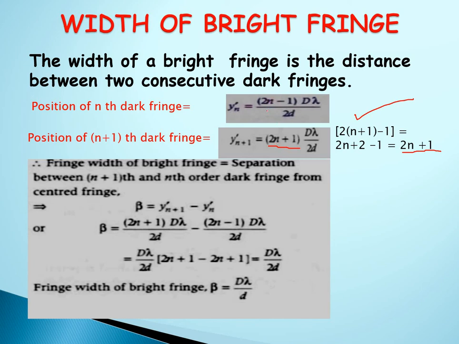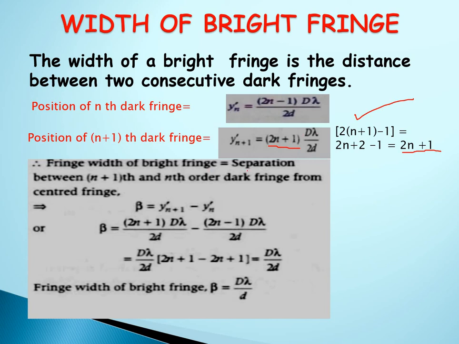Some children have a feeling that here we have used one equation, here we have used another equation. No, it's the same equation. After calculation we are getting it as 2n plus 1. So the position of the nth dark fringe is (2n minus 1) lambda D by 2d. The position of the (n plus 1)th dark fringe is (2n plus 1) lambda D by 2d.